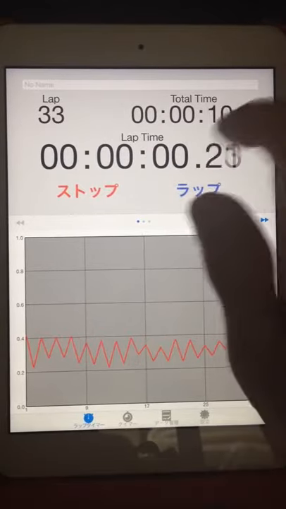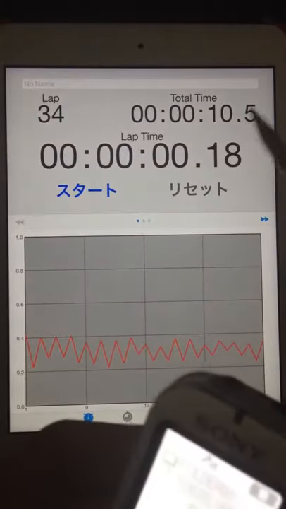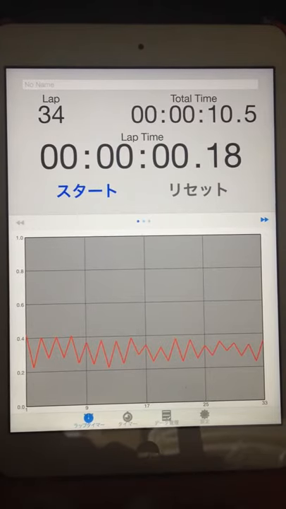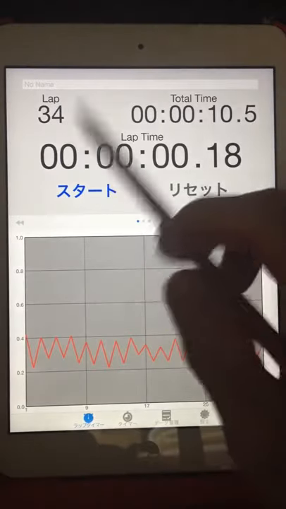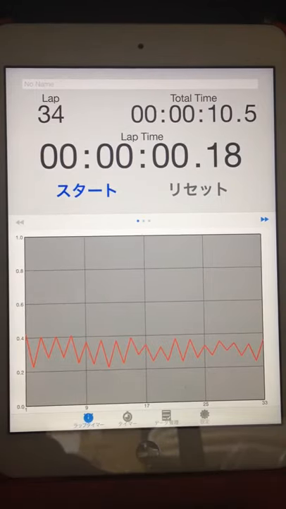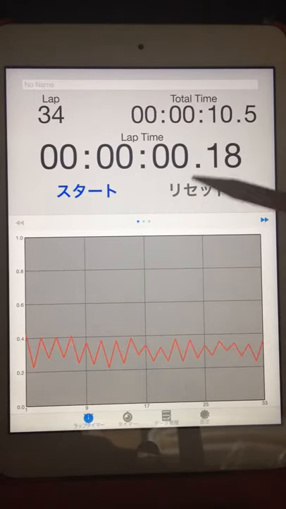1, 2, 3, 4. Today, 10.5 seconds for 3, 4 laps. Multiply 2 equals 0.62 seconds for 1 beat front and back.